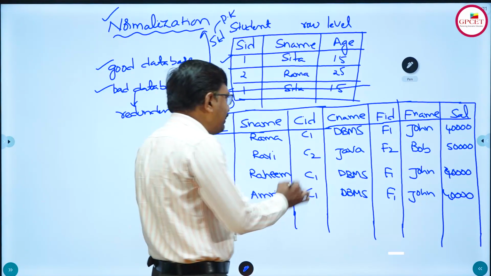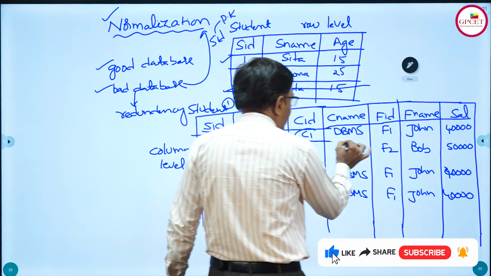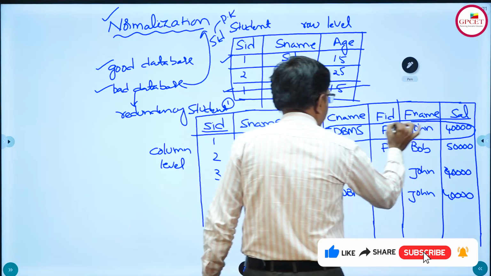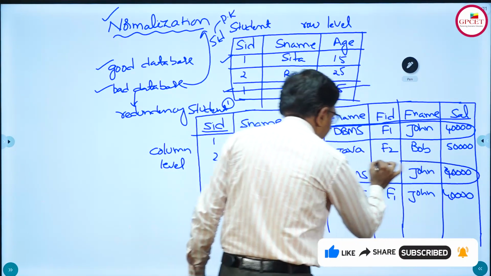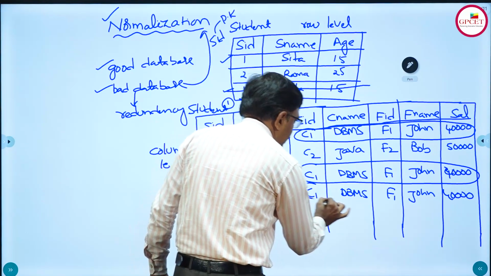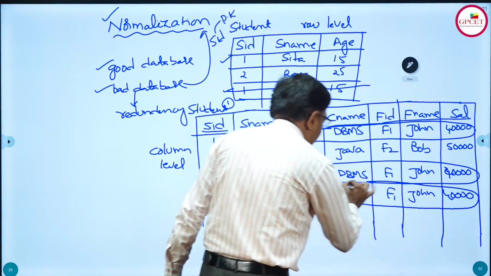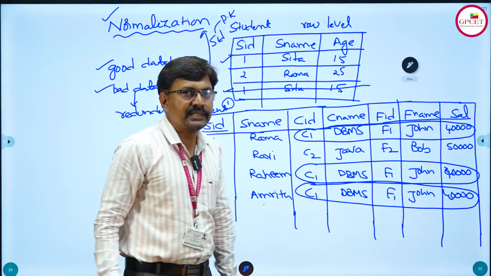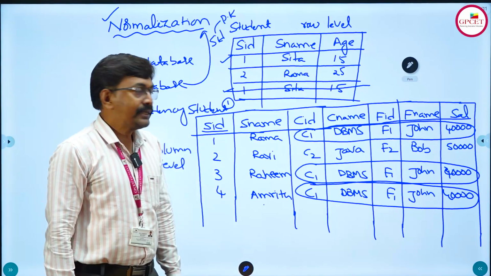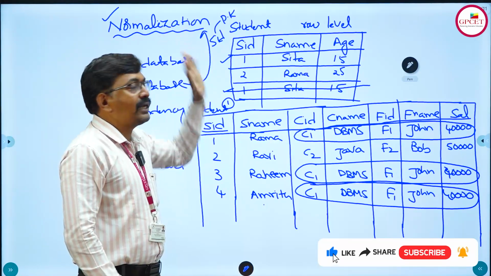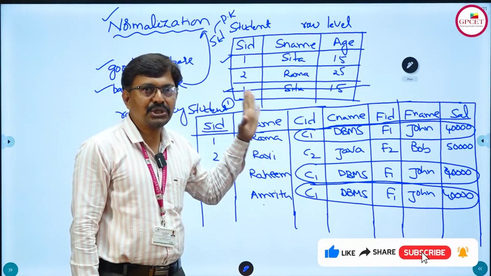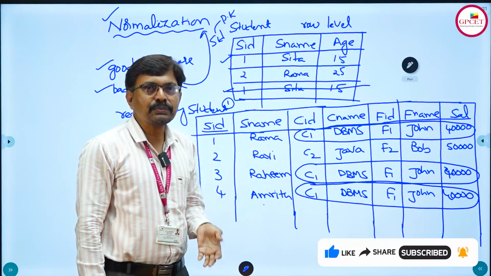Observe here, there is column level duplication. C1 DBMS F1 John 40,000, again C1 DBMS F1 John 40,000, and again C1 DBMS F1 John 40,000. This is column level duplication. Clear? That's why the given database is a bad database, and that's why we go for normalization, using normalization to decompose into smaller relations.